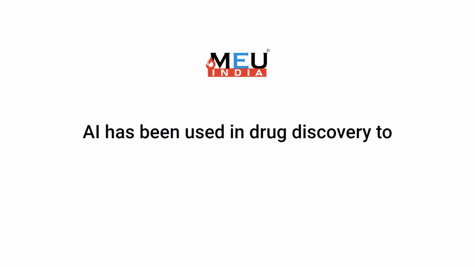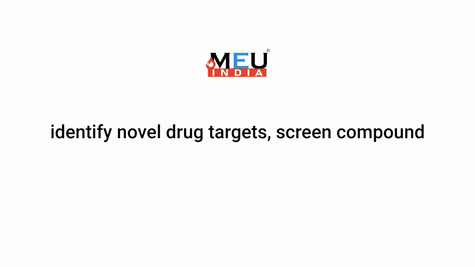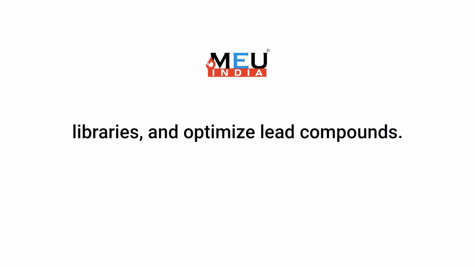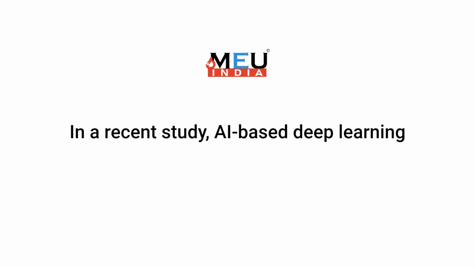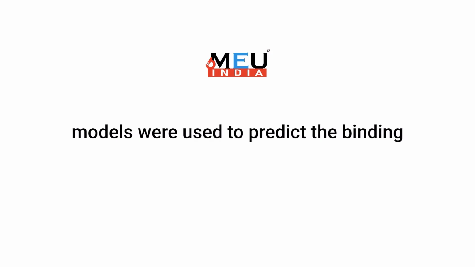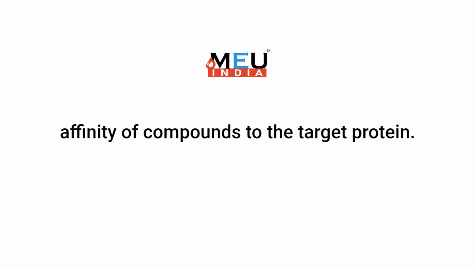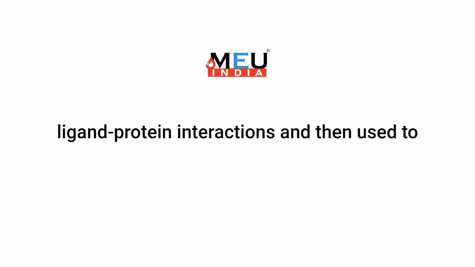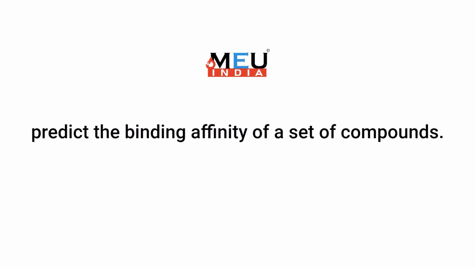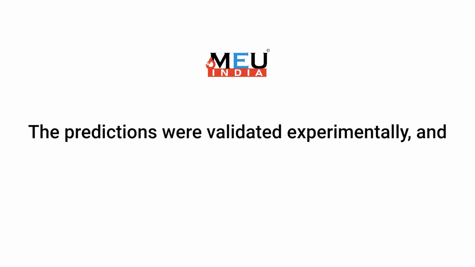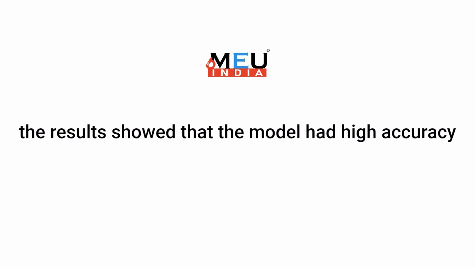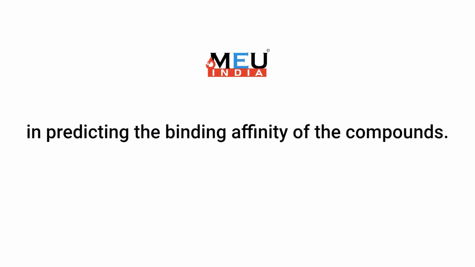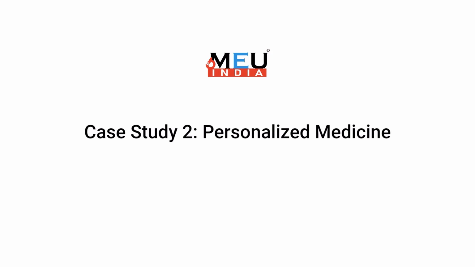Case Study 1. Drug discovery. AI has been used in drug discovery to identify novel drug targets, screen compound libraries, and optimize lead compounds. In a recent study, AI-based deep learning models were used to predict the binding affinity of compounds to the target protein. The model was trained on a dataset of known ligand protein interactions and then used to predict the binding affinity of a set of compounds. The predictions were validated experimentally, and the results showed that the model had high accuracy in predicting the binding affinity of the compounds.